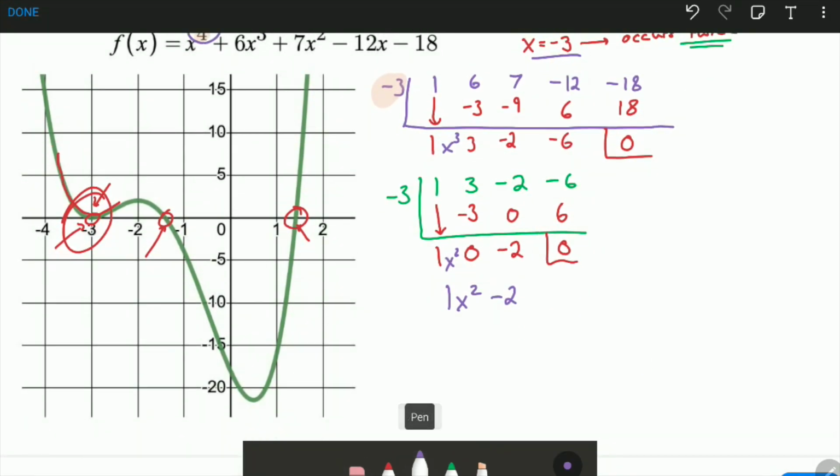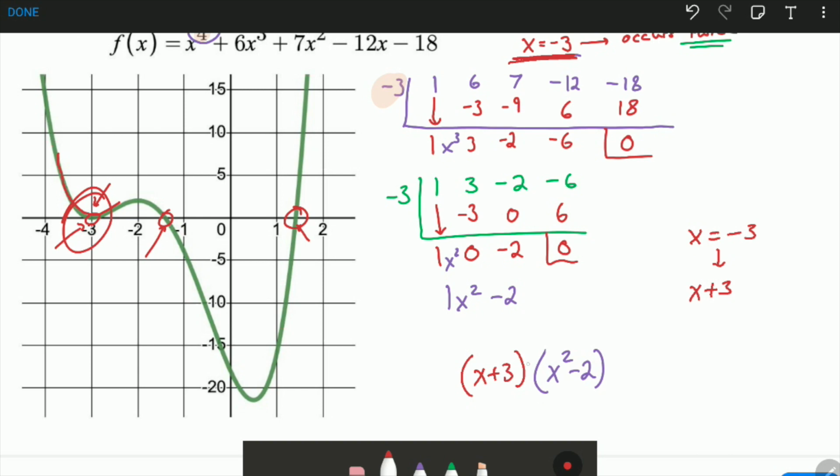So overall, our factors are going to be x squared minus 2. And then the other factor is going to come from the root that we had earlier, the x equals -3. But the factors and roots, remember, are opposites. So if x equals -3 is the root, then x plus 3 is the corresponding factor. So x plus 3. We know x plus 3 had a multiplicity of 2. So there we have it.